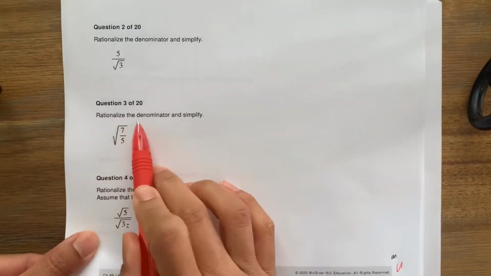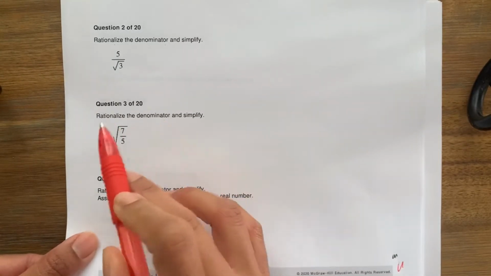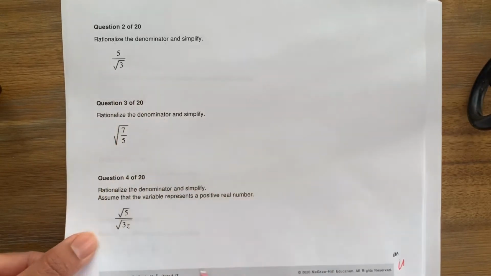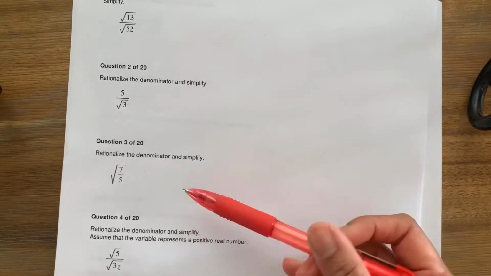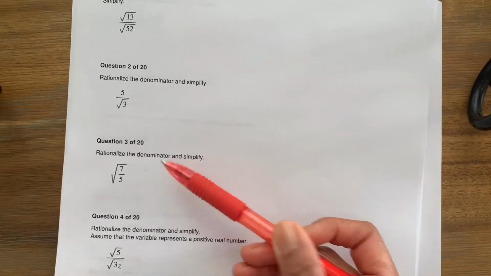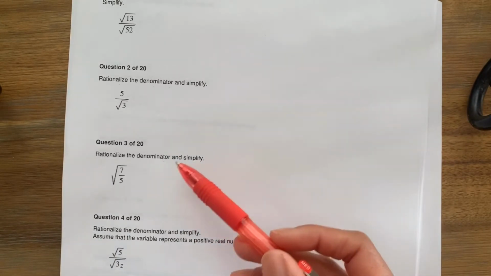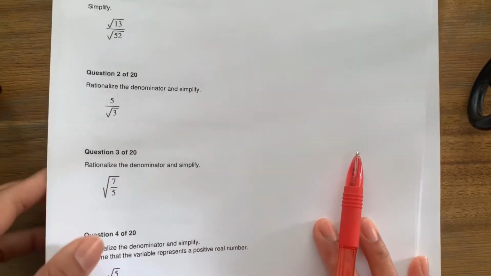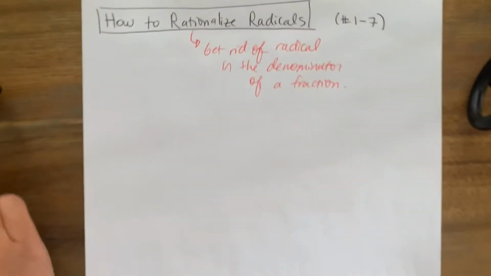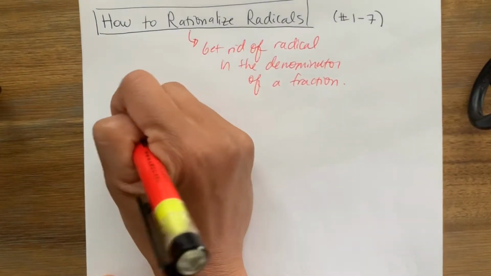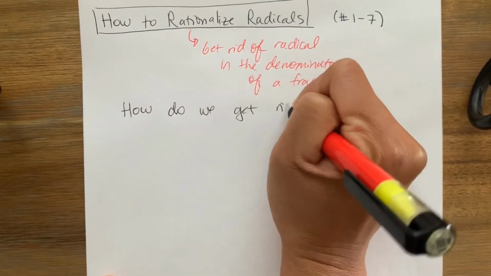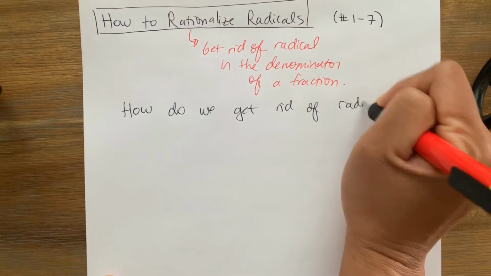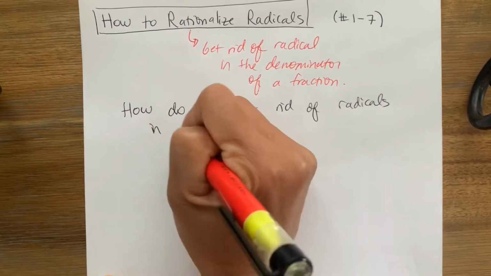If it says rationalize the numerator, then of course you're going to want to get rid of the radical in the numerator. But in this class for algebra, we're only rationalizing the denominator. But in calculus and maybe other topics, you might be asked to rationalize the numerator. So the question is, how do we get rid of radicals in a fraction?